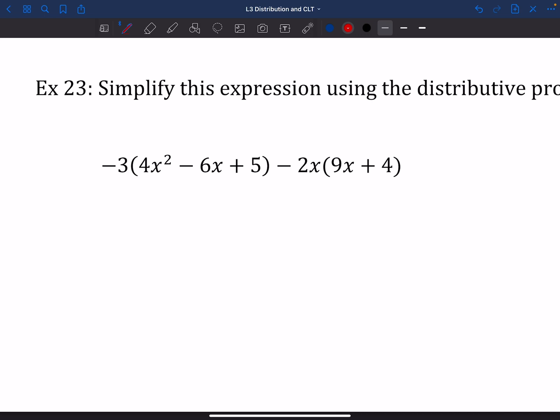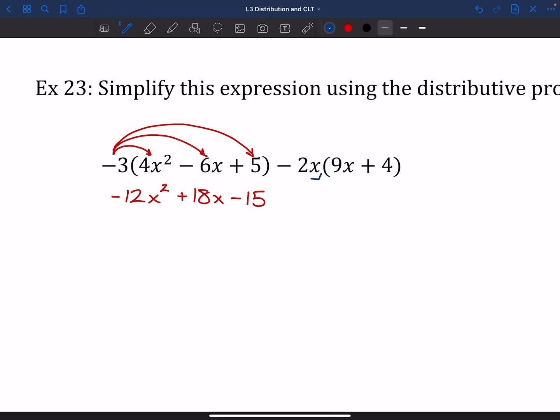So this first set of parentheses here with the negative 3, I'm going to start by just distributing. That's what they want us to do. So negative 3 times positive 4 is negative 12. And then that x squared comes along. Now we've got negative 3 times a negative 6, which is positive 18. And again, we bring along the x. Now we've got negative 3 times positive 5. It's going to be negative 15. So again, nothing super fancy that I've done so far, right? We're just distributing. That's what we were working on at the start.